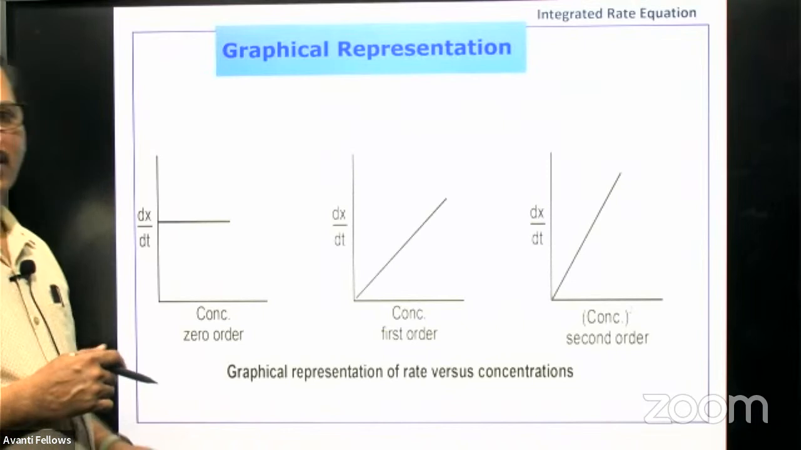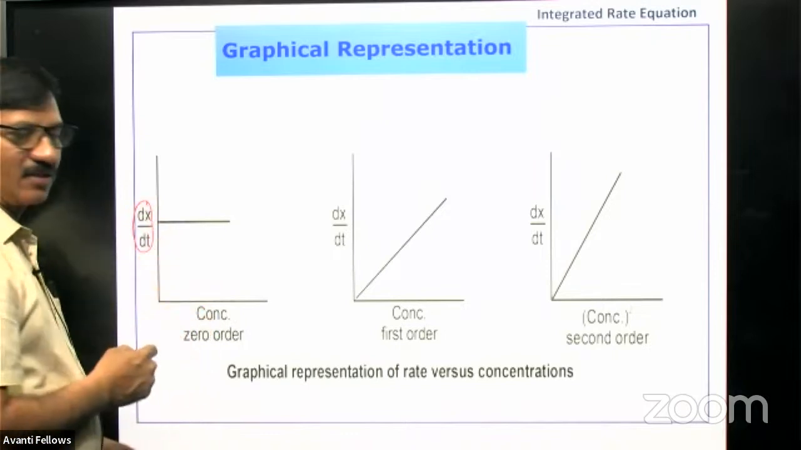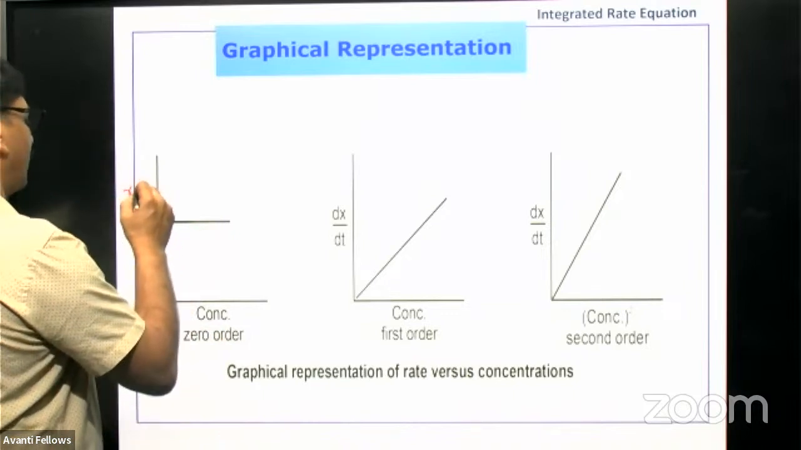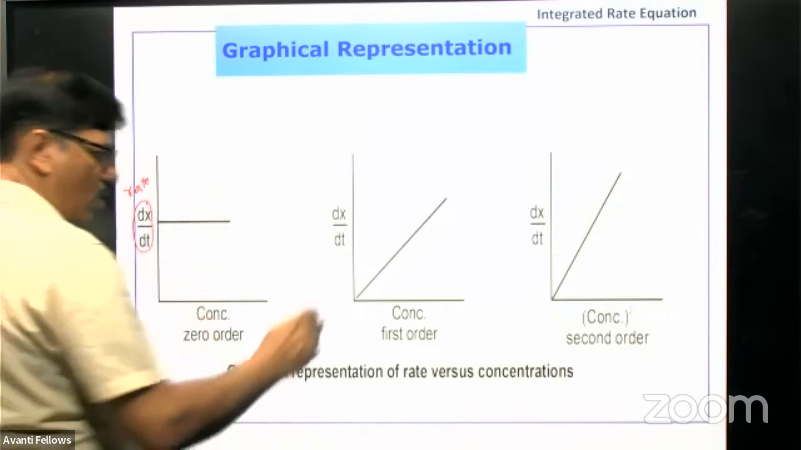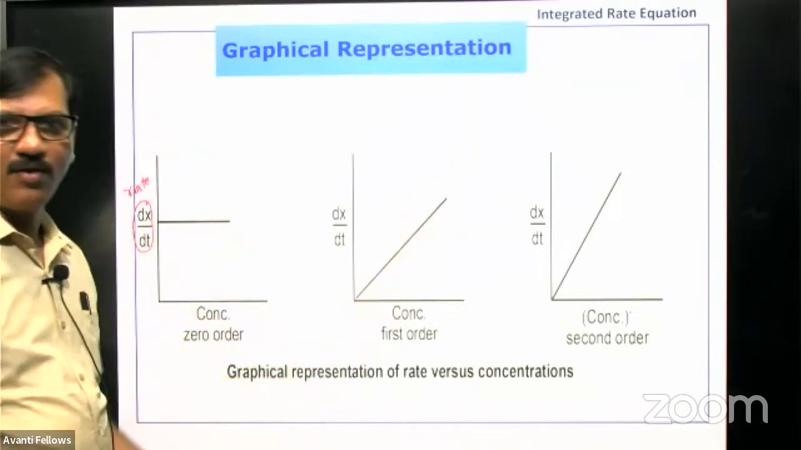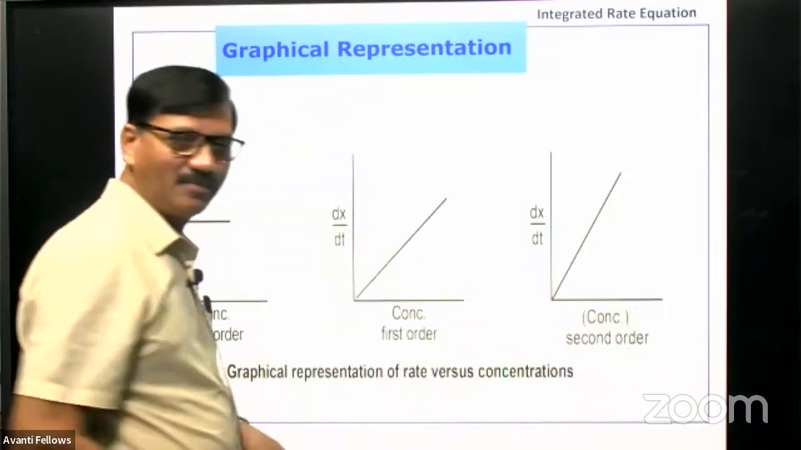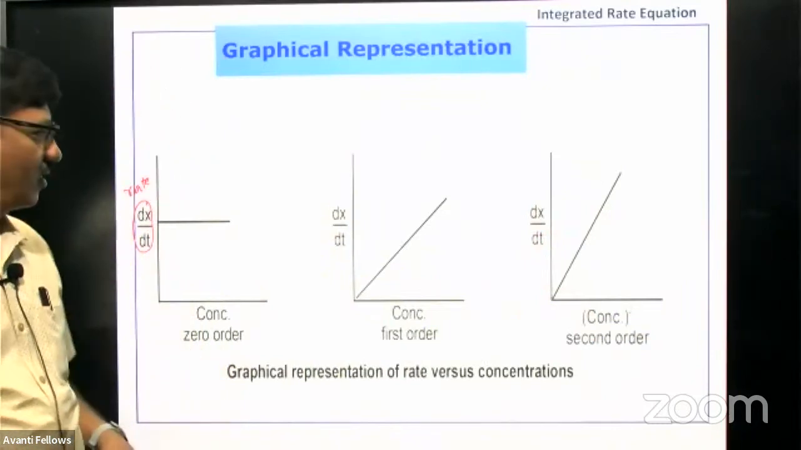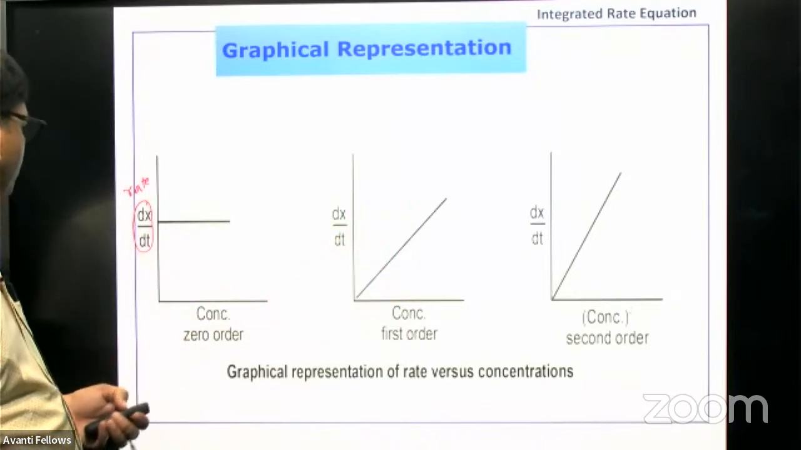So the graphical method, or graphical interpretation, you have to understand. This is dx by dt plotted versus concentration. For a zero order reaction, this is the rate of the reaction, and the rate is the same whenever the concentration is changed. For a first order reaction, the rate increases with increase in concentration. Then dx by dt versus concentration square for the second order reaction is written like this. The graph is like this, and the rate increases with increase in concentration.